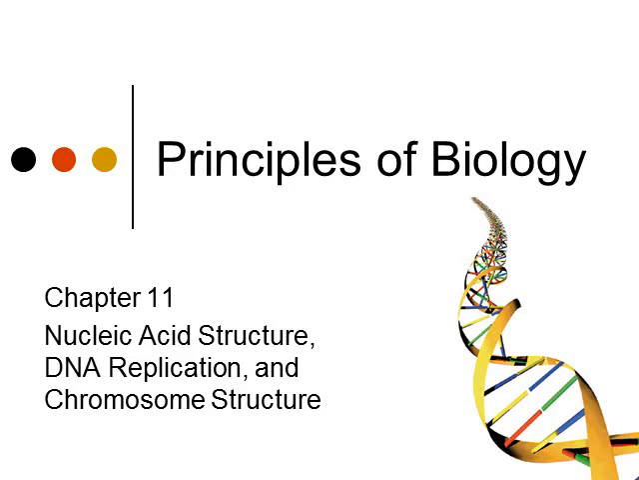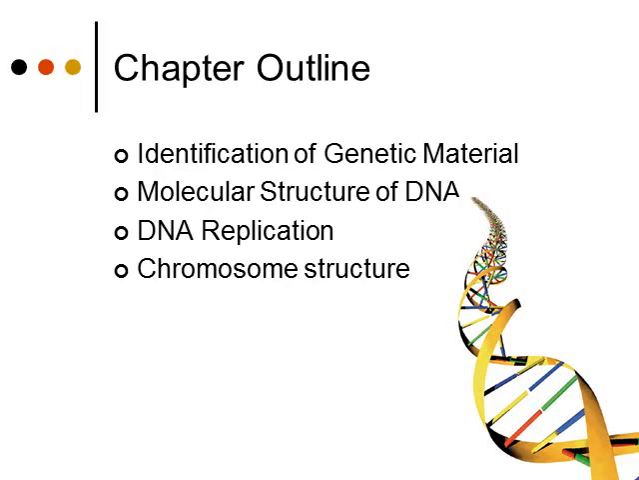Welcome to part 4 on chapter 11, looking at nucleic acid structure, DNA replication, and chromosome structure. So far we have looked at the identification of the genetic material in part 1. We looked at molecular structure of DNA and RNA in part 2. Part 3 we focused on DNA replication. Part 4 we're going to look and see how this DNA is actually condensed down into chromosomes so that we can fit it into our cells.